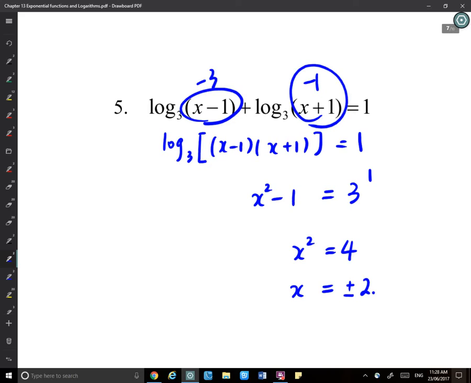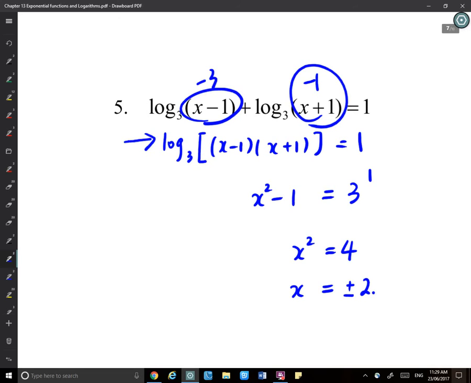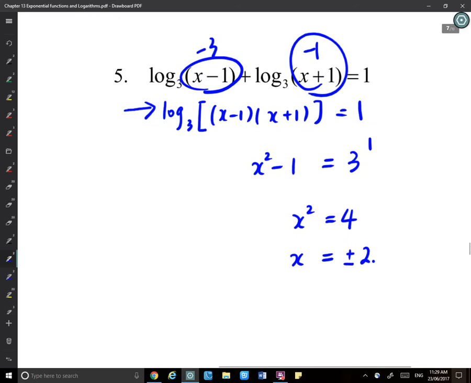Why can you still solve out this number? Have a think: when you multiply them together, negative 3 times negative 1 becomes a positive number. So when you multiply them, the two negatives become a positive, and that's why it works for this equation. But actually, you originally have two separate logs. You need to satisfy both domains for those two logs. So negative 2 can't work.